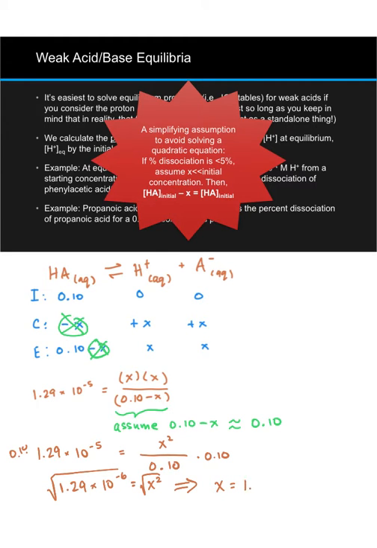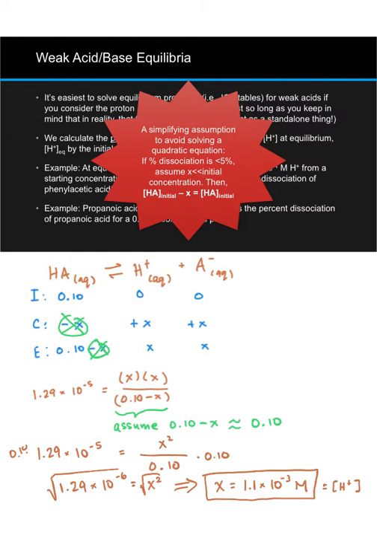And we end up with 1.1 times 10 to the minus 3 molar. For all intents and purposes, the same number that we got by solving the quadratic equation. We'll say that the concentration of H plus at equilibrium for this propanoic acid is 1.1 times 10 to the minus 3 molar.